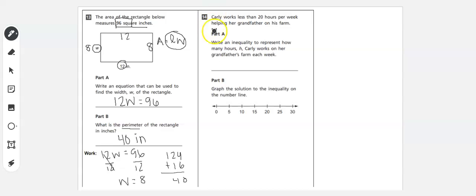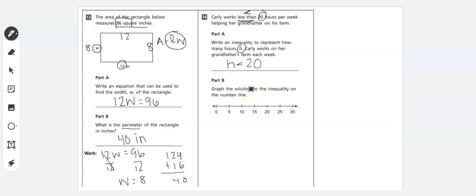Okay, our next one is 14, which is our last one. Carly works less than 20 hours per week, helping her grandfather on his farm. Less than means this, because that's a less than sign. We're going to write an inequality to represent how many hours Carly works on her grandfather's farm each week. When we do an inequality, we're going to start with a variable, h. Our sign is less than because it told us less than, and our number is 20.